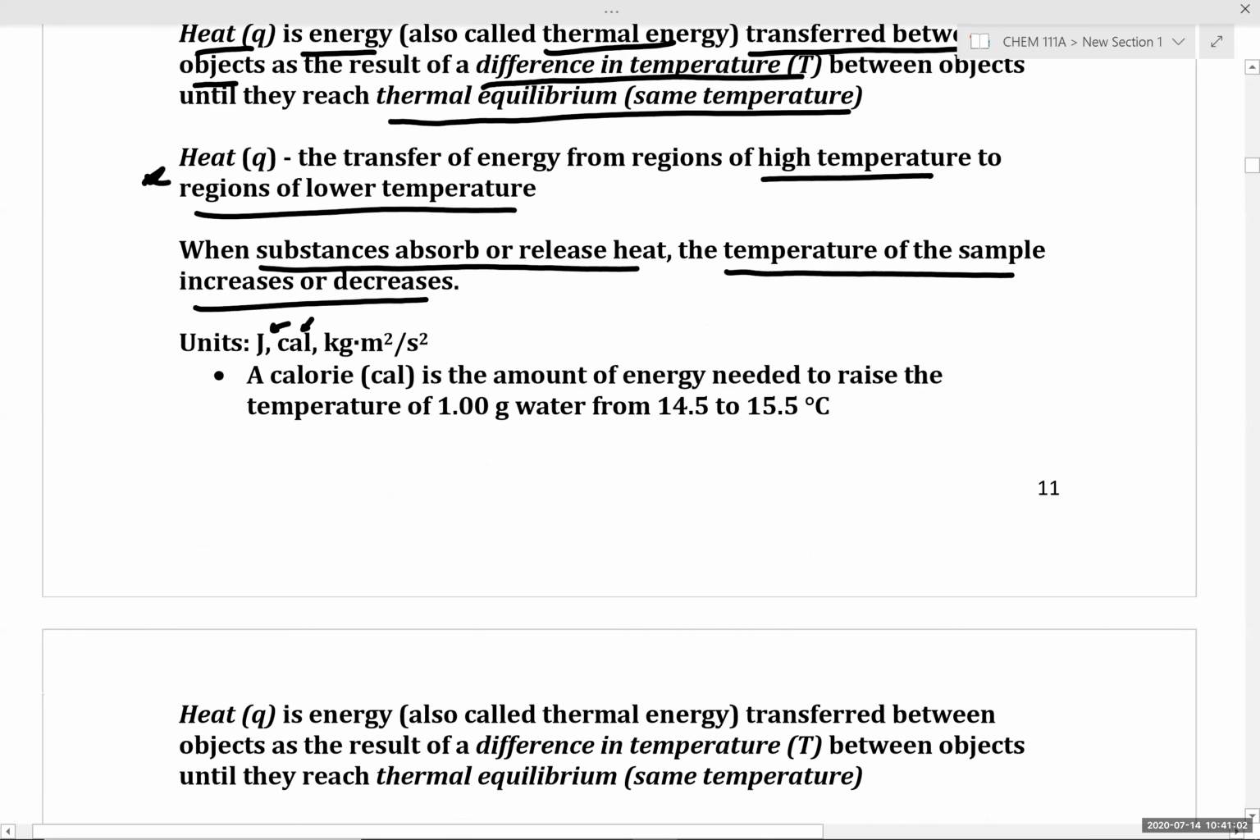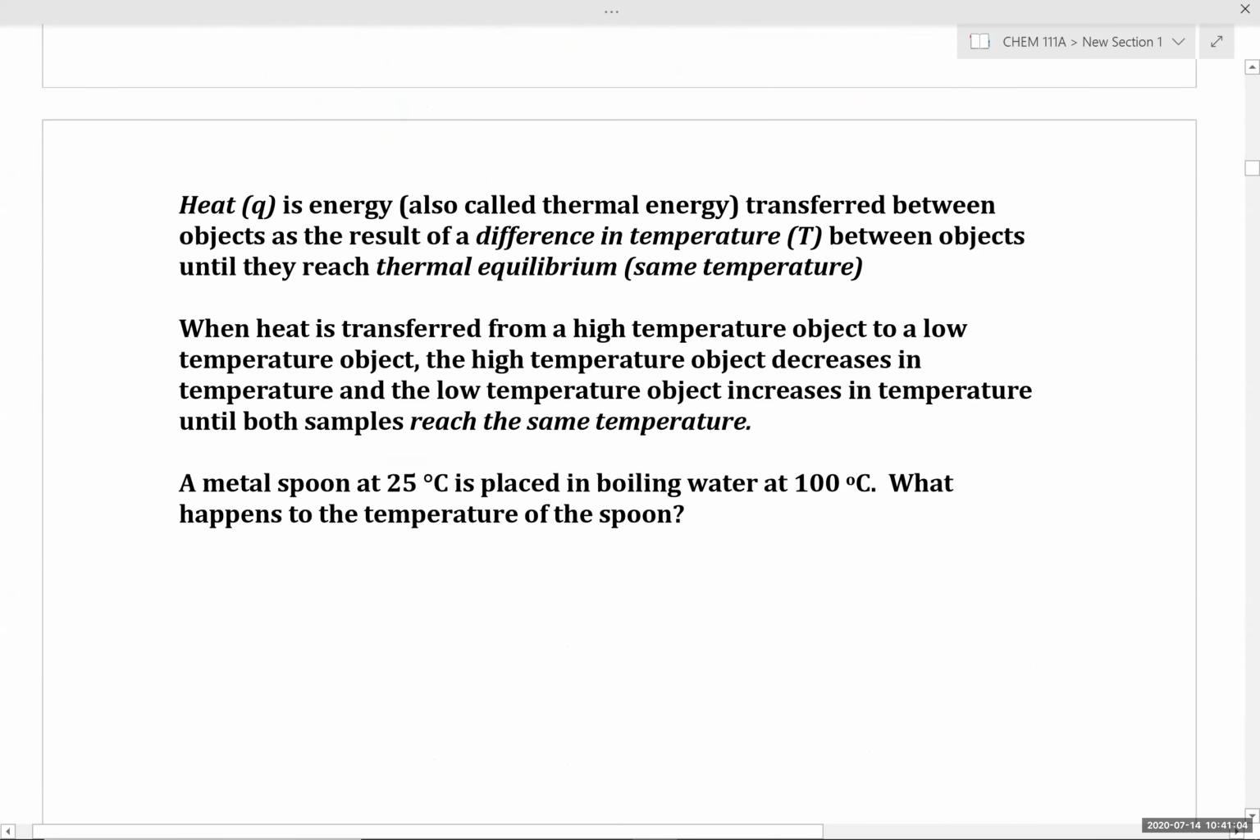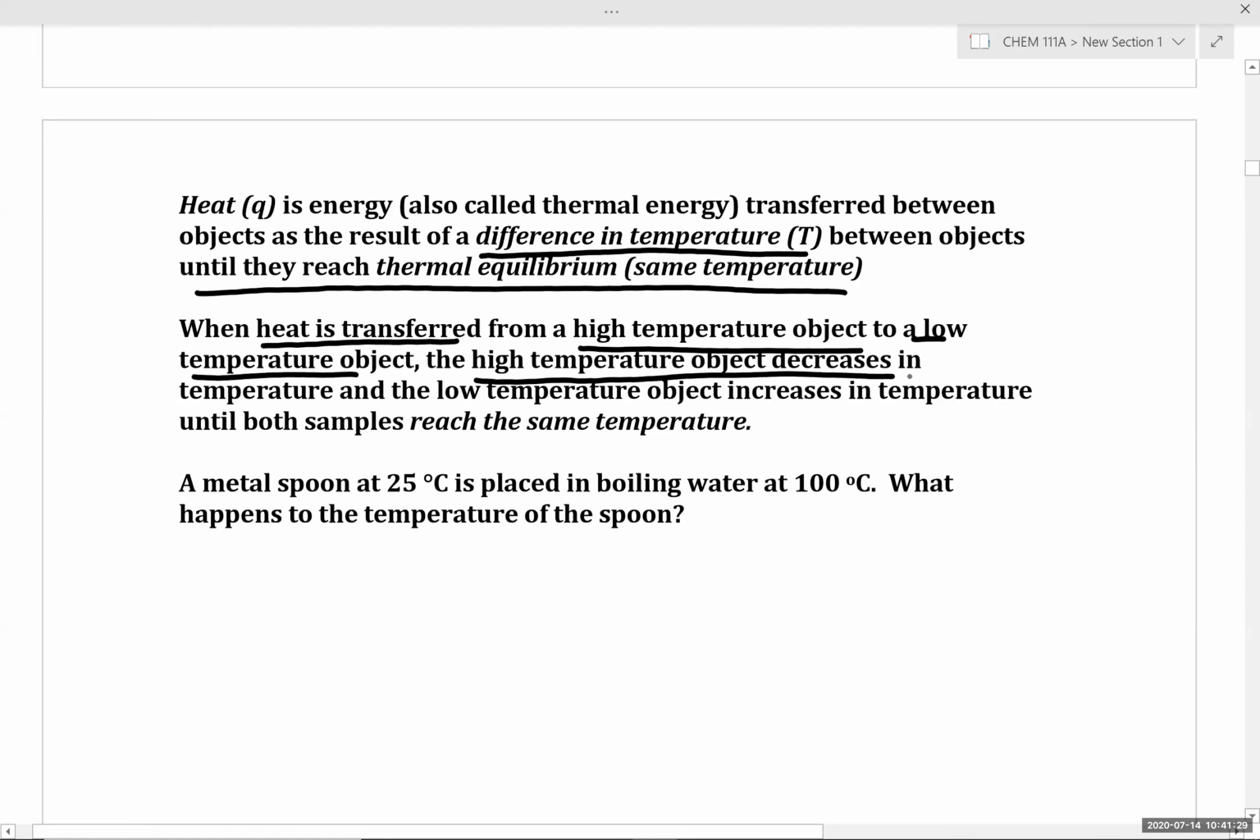Okay, so let's keep going now. Heat is energy transferred between objects as a result of a difference in temperature, and heat is transferred between objects until they reach thermal equilibrium, until they reach the same temperature. So when heat is transferred from a high temperature object to a low temperature object, the high temperature object decreases in temperature and the low temperature object increases in temperature until both samples are at the same temperature.